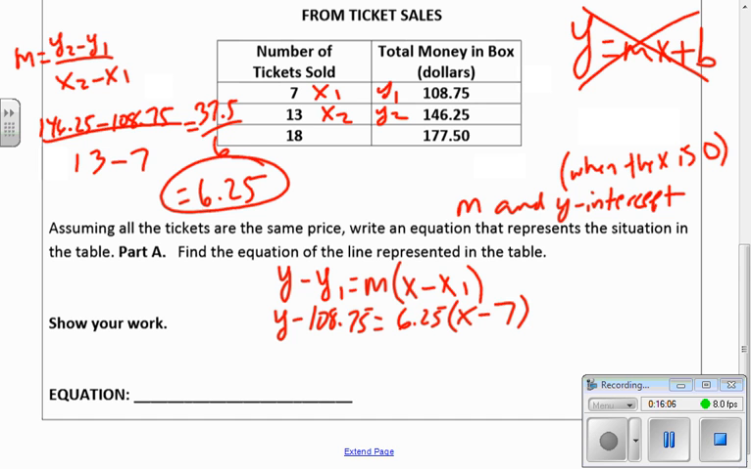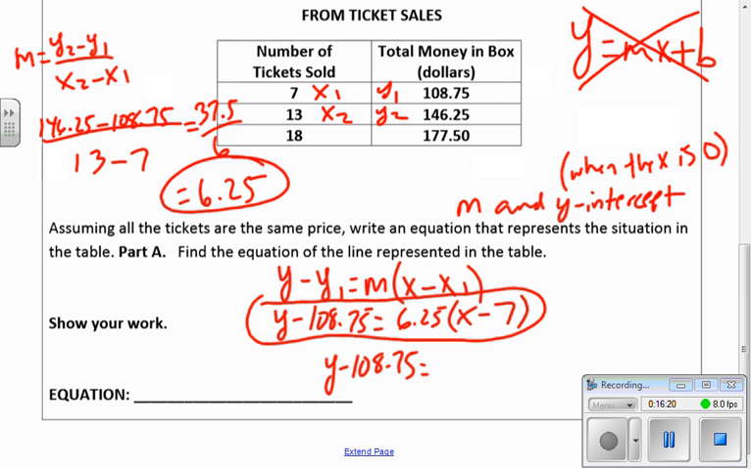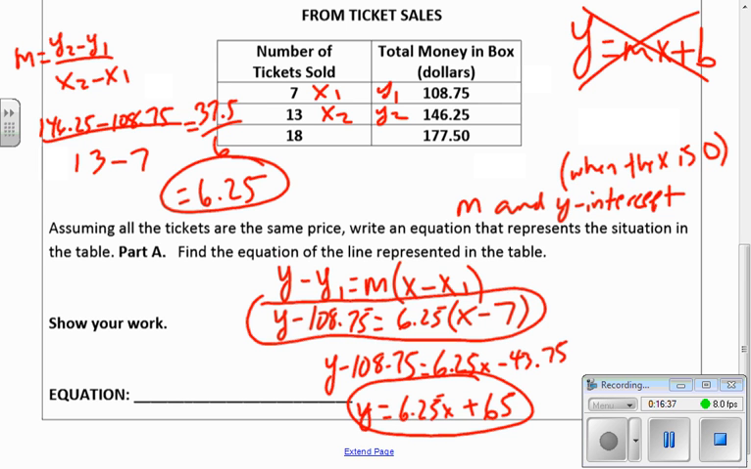Now, if they ask for the slope-intercept form, then you need to distribute and get the y by itself. So I'm going to put a box around this just so you know that we could be done here. But if I was going to continue, I would distribute: y minus 108.75 equals 6.25x minus 43.75. Then add 108.75 to both sides, and you get y equals 6.25x plus 65. That is another equation you could have used. So either of those are correct.